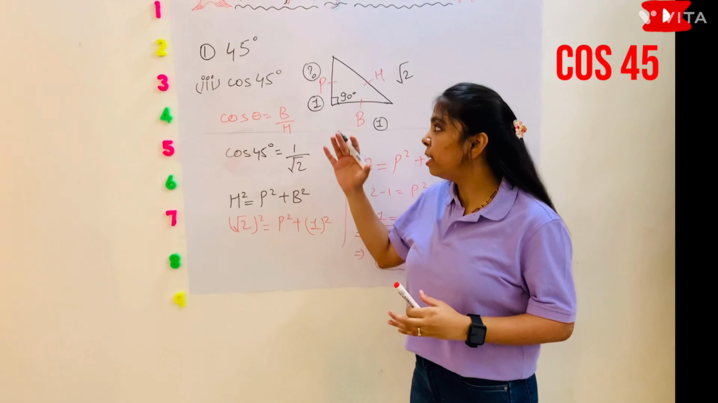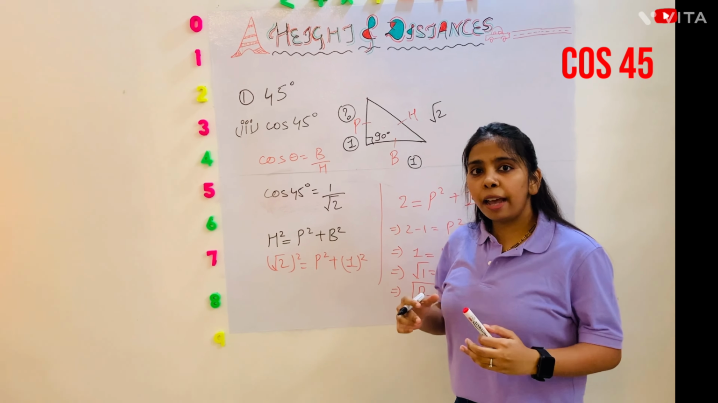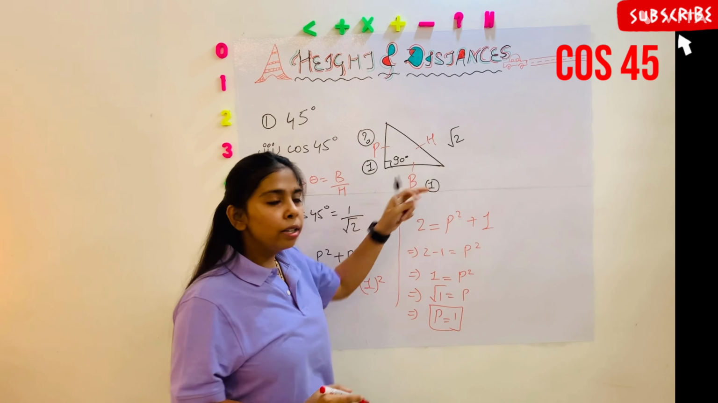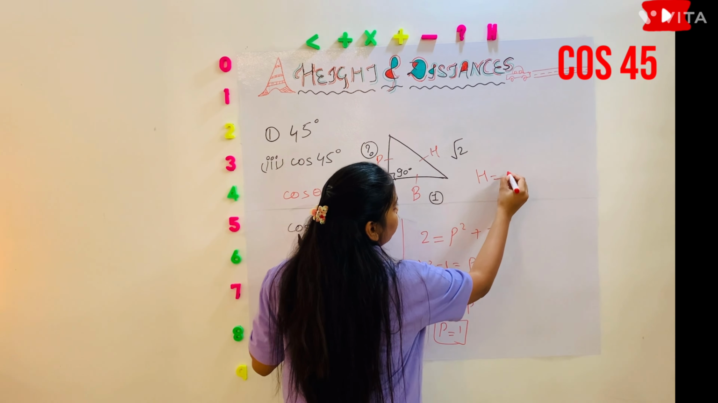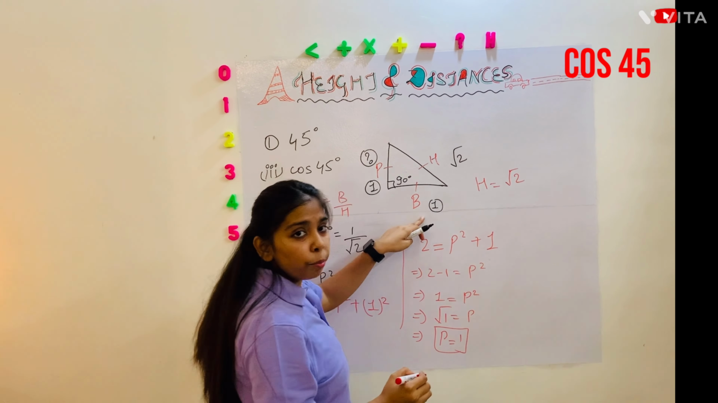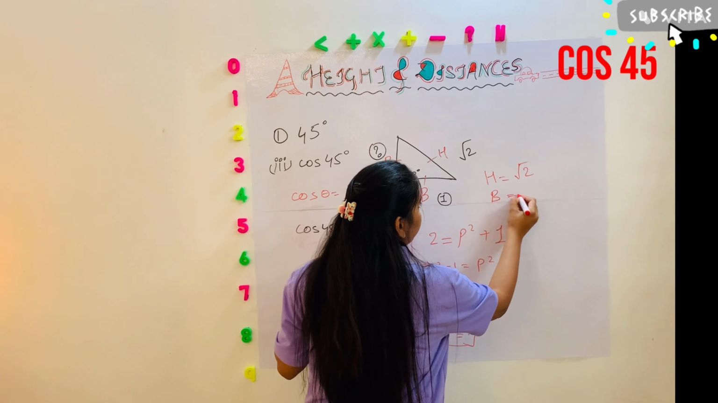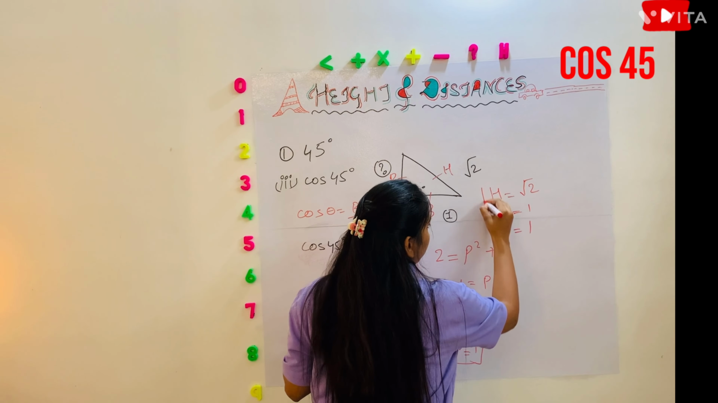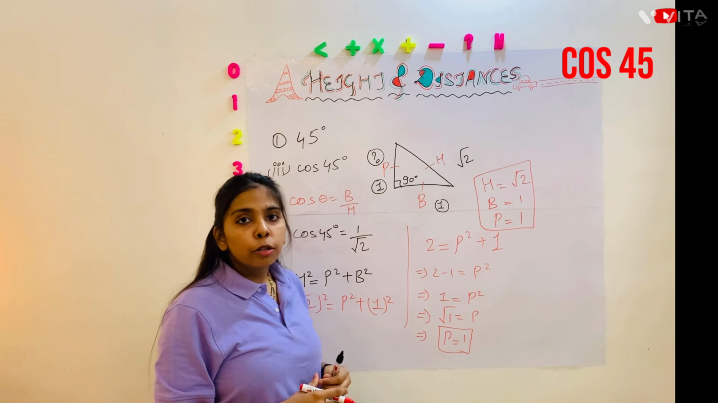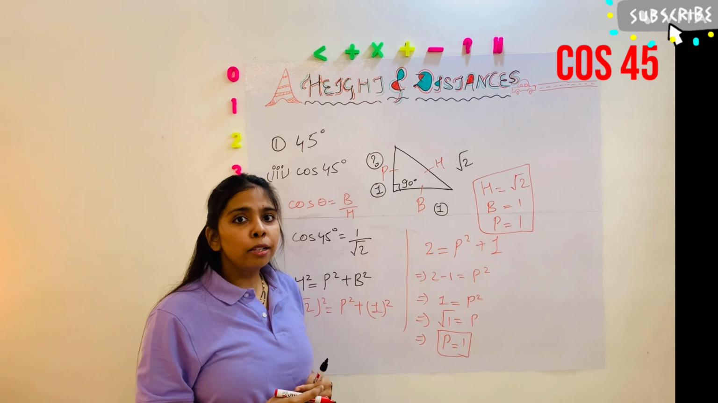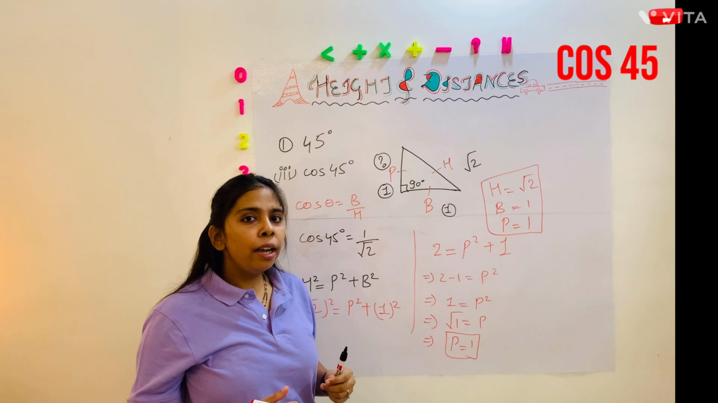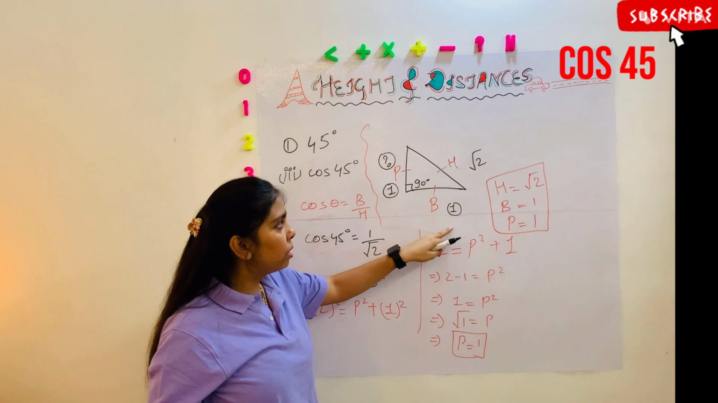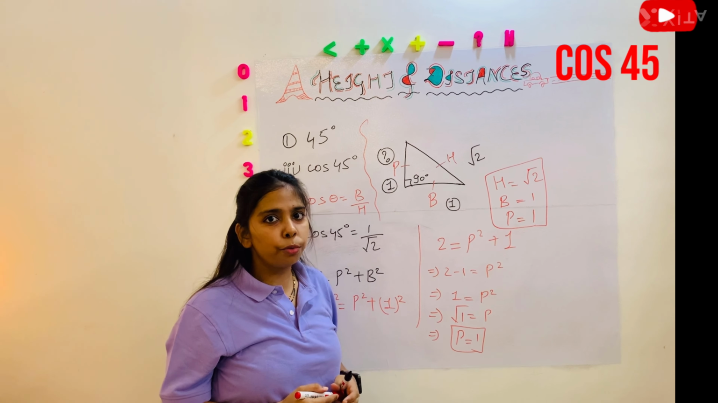Have you noticed that for the angle of 45 degree in every case, whether it is sine, cos or tan, the value of hypotenuse is equals to under root 2, and the value of base is equals to 1, and the value of perpendicular is also equals to 1. Okay. So you don't need to remember the separate angles of sine, cos or tan. You only have to remember the side values of this triangle, like perpendicular is equals to 1 and base is equals to 1 and hypotenuse is equals to under root 2.